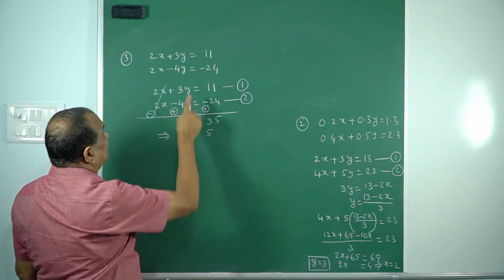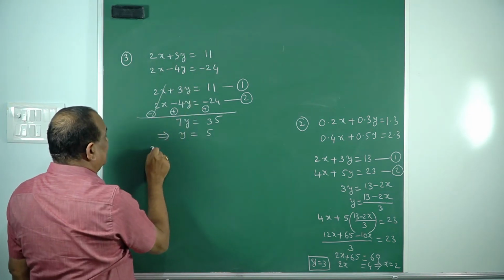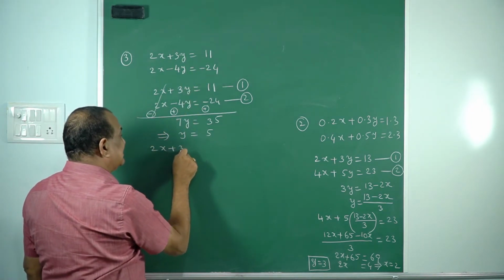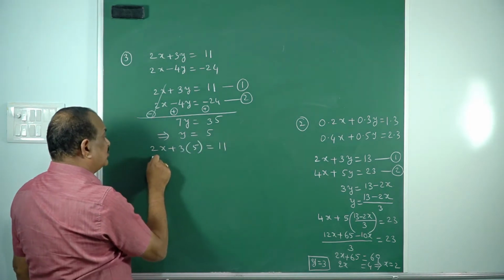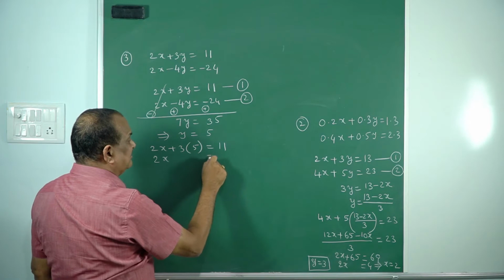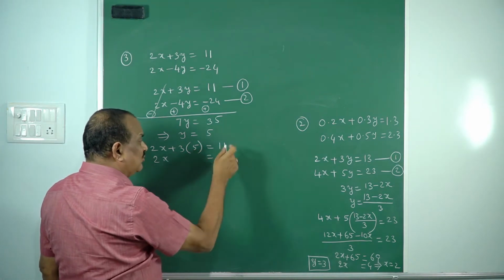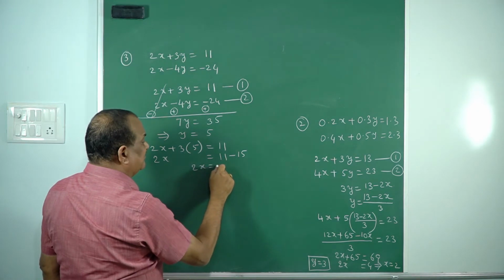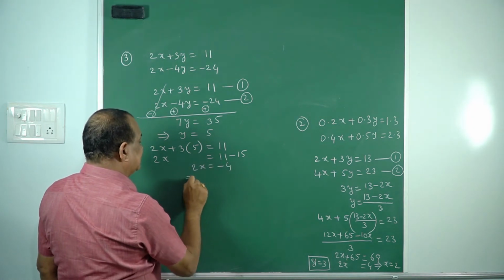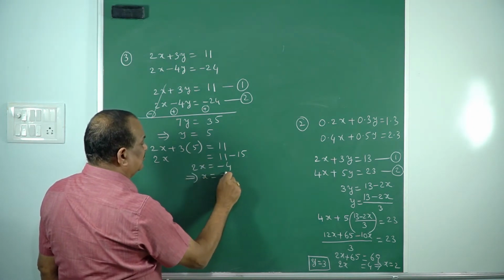Now, if you substitute this y value in any of these equations, you can get the x value. So, let me put in the first equation, of course. Twice x plus 3 times y is 11. So, twice x plus 15 is equal to 11. This 15 will go to that side, minus 15. So, twice x is minus 4, and hence x is equal to minus 2.